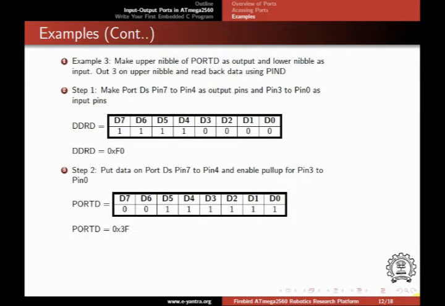The last step will be to read data from port D. This will be done using the PIN register. So we can write x = PIND. Therefore, the value of x will be 0x3F. With this, we complete the configuration of ports in detail, and we can now begin with our first program.